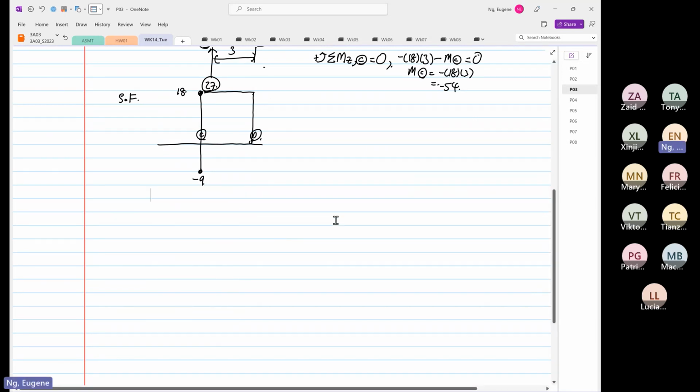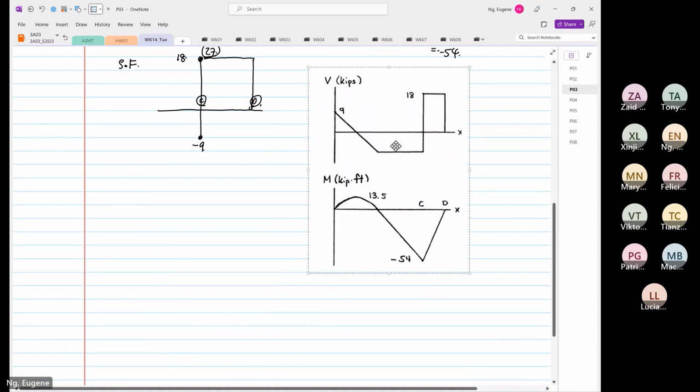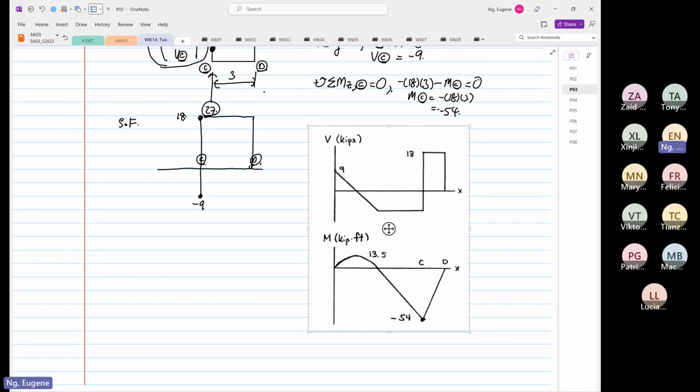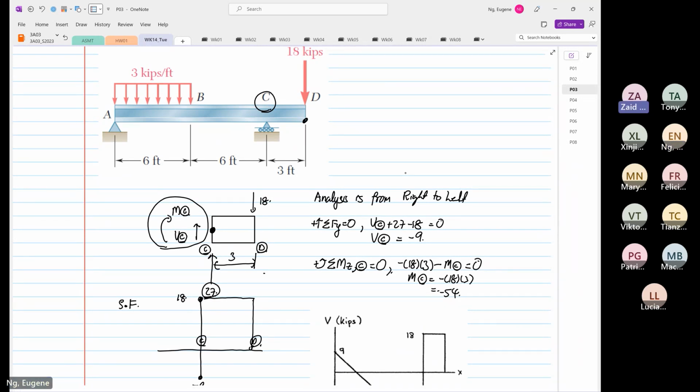If you look at the solution, at point C it is minus 54. At point D it should go to 0, because over here there is no resistant moment, so the moment is equal to 0. Is that okay for you? Makes sense. Thank you.